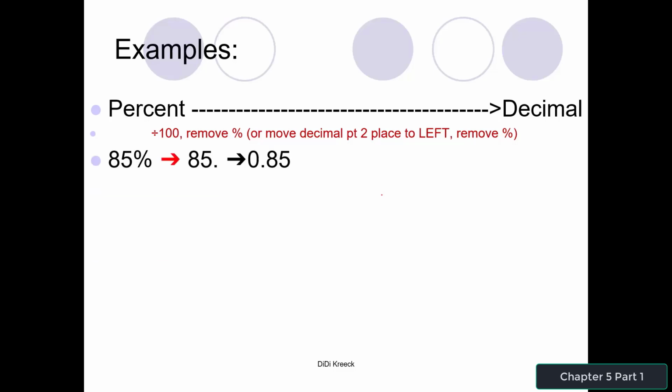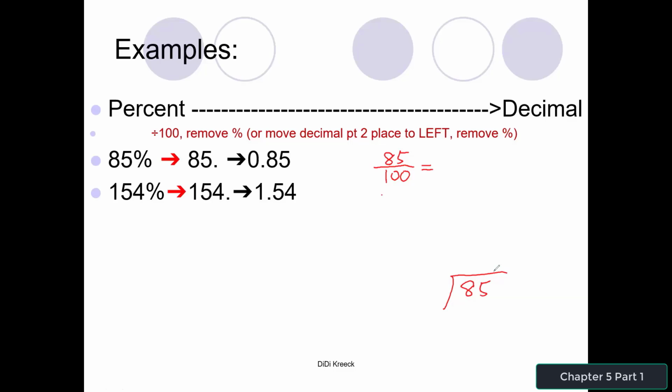Okay, so when we have 85%, we know that 85% means 85 over 100. Percent means per 100, right? Then we can simply divide 85 by 100. Manually, if you are not sure which way you should move your decimal point, to the left or to the right, if you don't remember, simply divide 85 by 100.